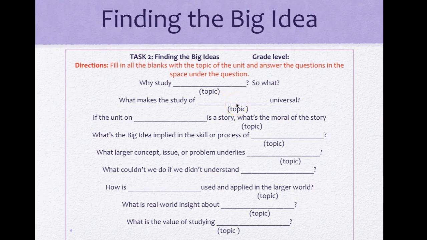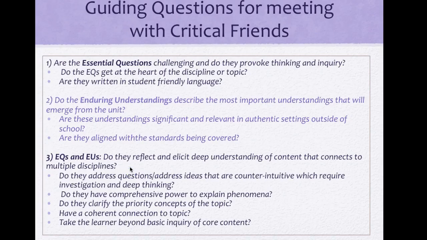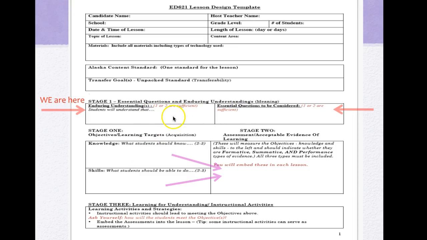You're going to complete the big idea worksheet. You're going to complete the enduring understandings and essential questions. These are going to be related to your knowledge and skill objectives. This isn't exactly the same framework as your template, but these are the same elements. So you've already got these, and you're going to add these.